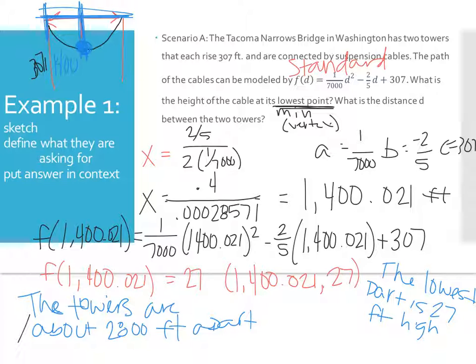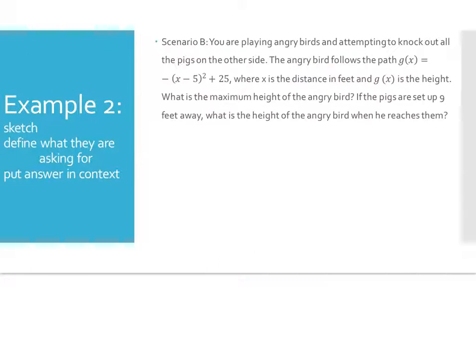I know that problem's super ugly, lots of fractions, but hopefully some of the questions and process to find it made sense. All right, scenario B has Angry Birds. So again, you want to sketch, try and figure out what they're asking for, and then answer your questions in context. So scenario B, you're playing Angry Birds and attempting to knock out all the pigs on the other side. The Angry Bird follows the path g of x equals negative (x minus 5) squared plus 25, where x is the distance in feet and g of x is the height.